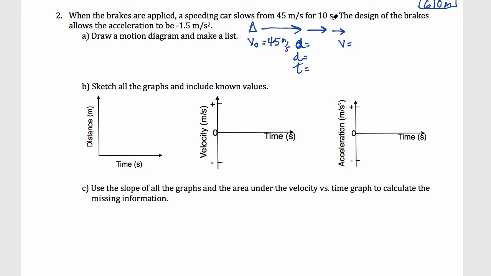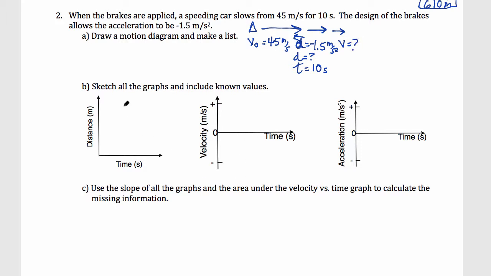Seconds is the unit for time, so for 10 seconds. And the acceleration we know is going this way, because you'd have to push this way to get it to slow down, which is negative, and it makes sense that our number is negative. So that's negative 1.5 meters per second squared. We don't know how far it takes to slow, and we don't know the final velocity after it slows down. So those are things we don't know.